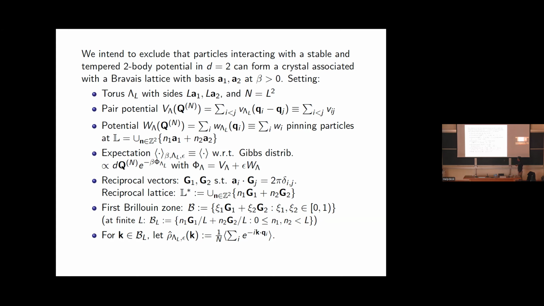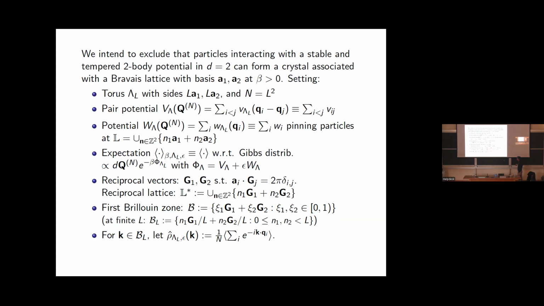Okay, and for any allowed momentum in the finite box, I also introduce this Fourier transform of the density, or if you like, density observable, essentially. This is, as you see, something that is in a suitable sense order 1. So it's 1 over n, sum over i from 1 to n, of something that has absolute value 1.